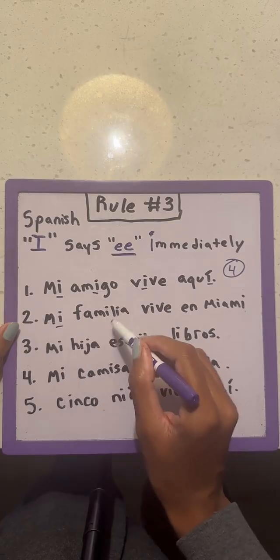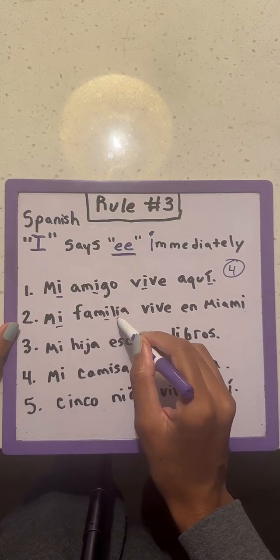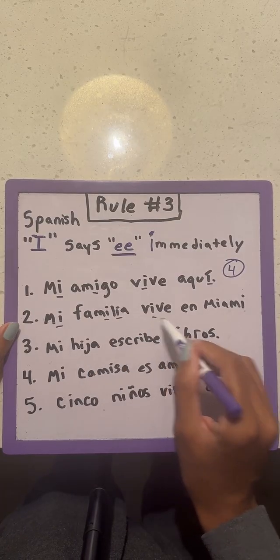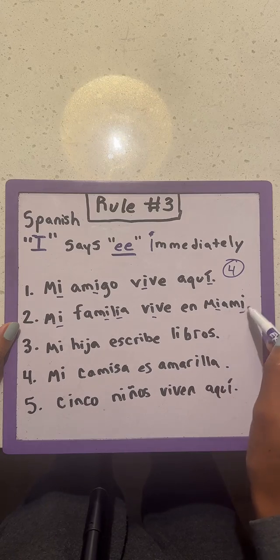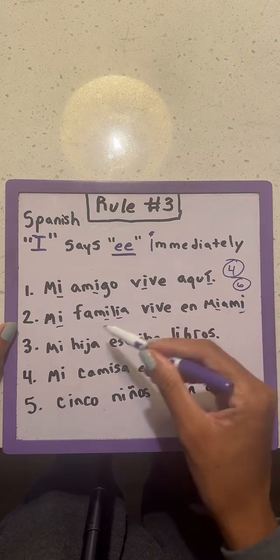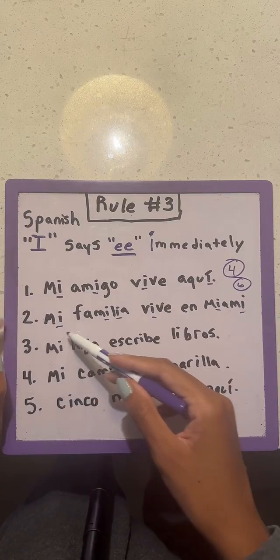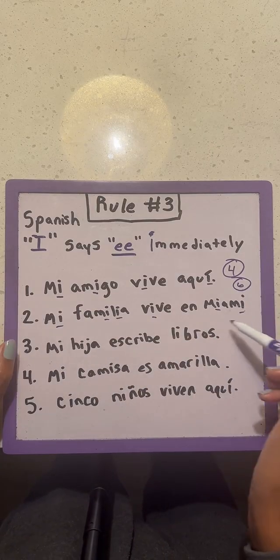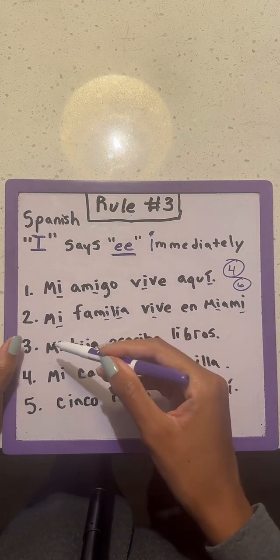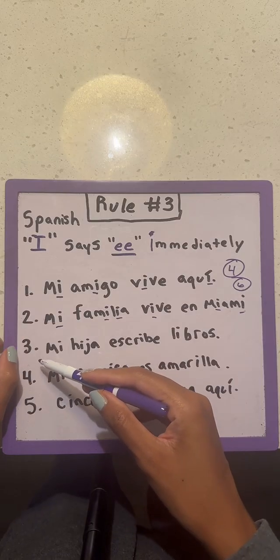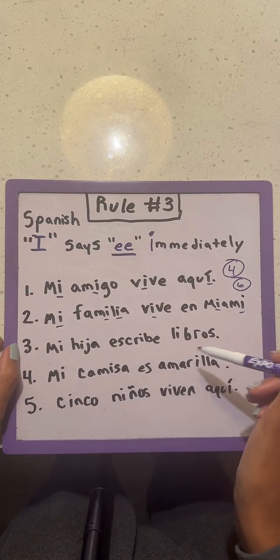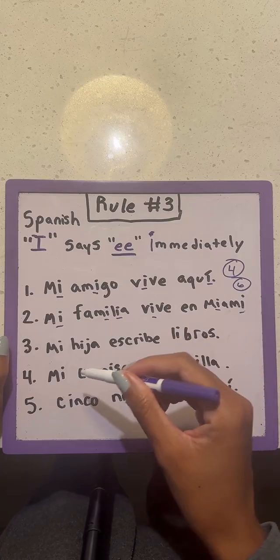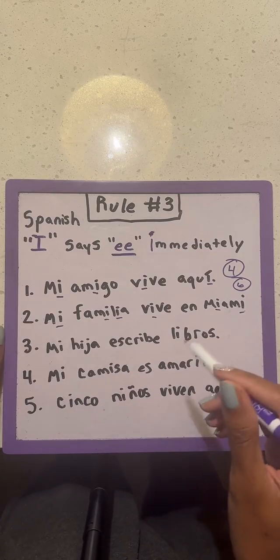Okay, uno, dos, tres, cuatro, cinco, seis. Good job. So, 6 veces por número 2. Mi familia vive en Miami. Okay. All right, good. So let's look at the third one. Read the third sentence. Mi hija escribe libros. And tell me how many times you see the sound in that one.